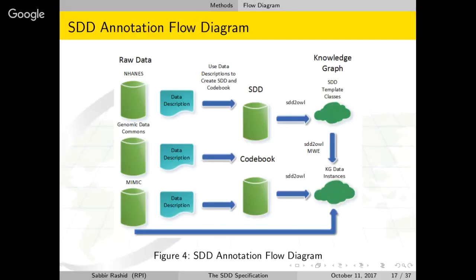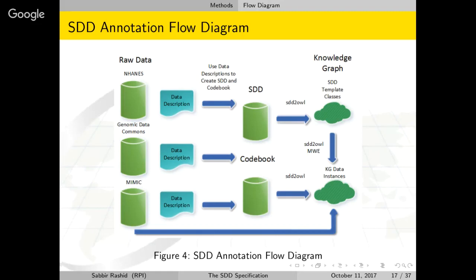This next diagram is kind of a flow chart of how semantic data dictionaries and codebooks are used to create a knowledge graph. Essentially, we start with the raw data. The three public databases that we're using are NHANES, GDC, and MIMIC. And each of those databases has some sort of data description which describes which columns they contain and what each of those columns pertain to.